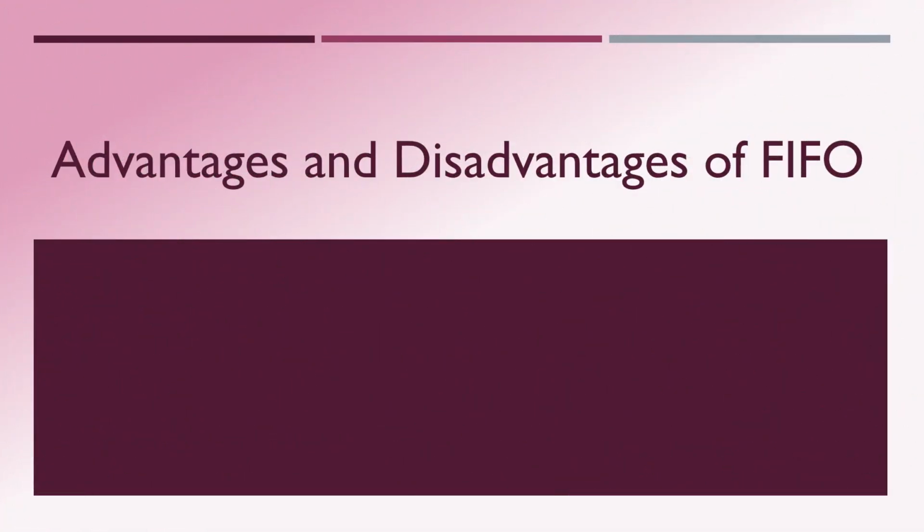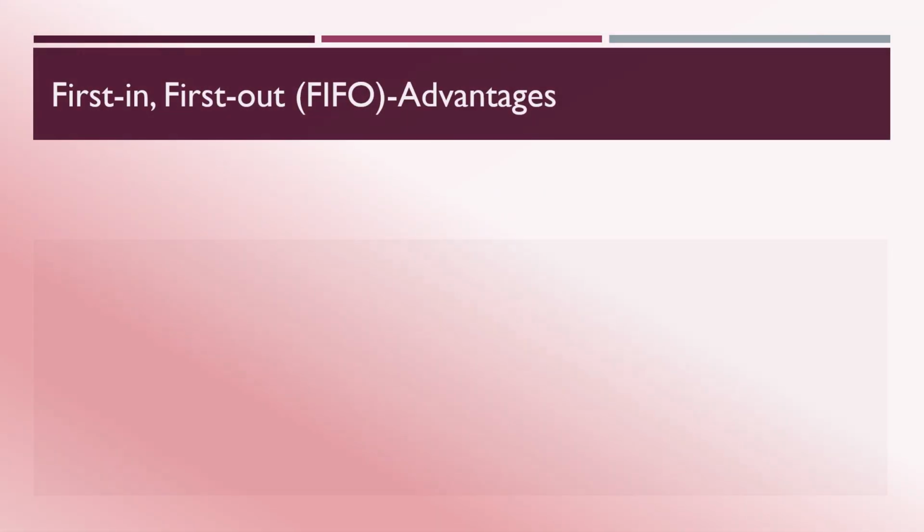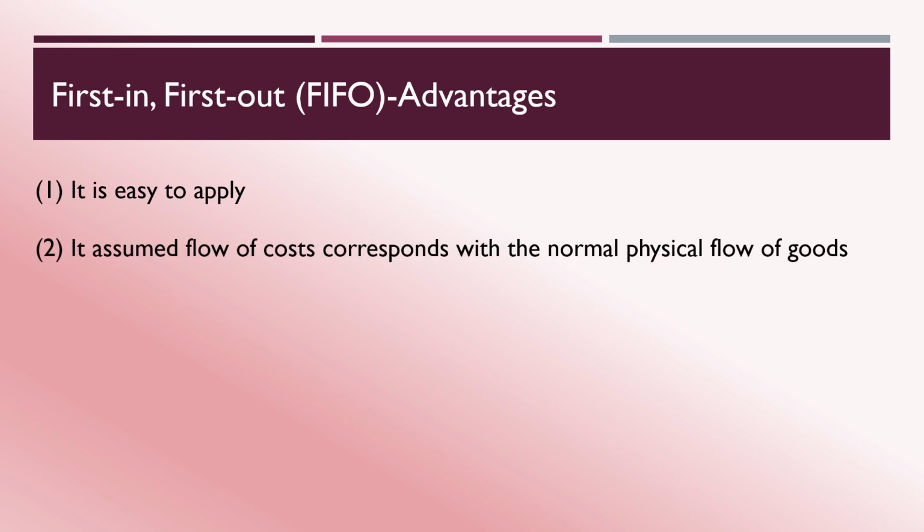Now, let's see what are the advantages and disadvantages of FIFO method. When it comes to advantages, it is easy to apply. It's assumed the flow of cost corresponds with the normal physical flow of goods. In other words, normally what we are going to do is take the stocks or materials which come first into our stores. So that normal behavior is applicable in the FIFO method.